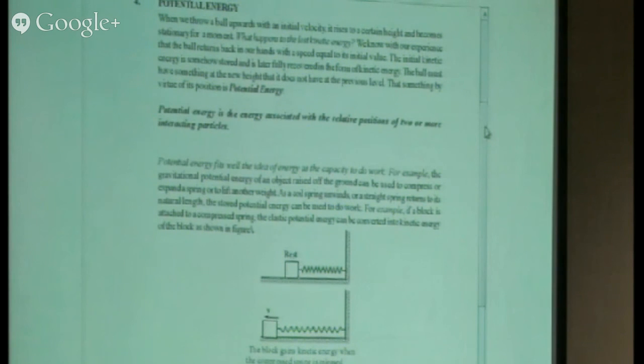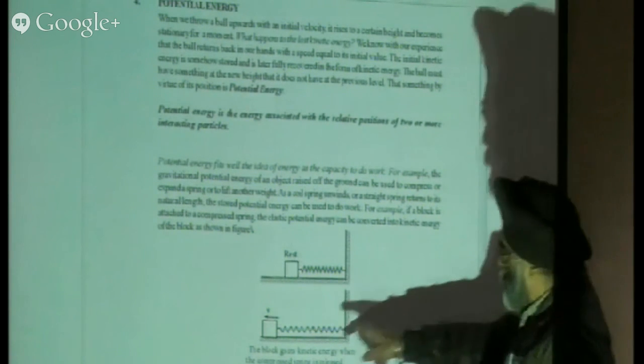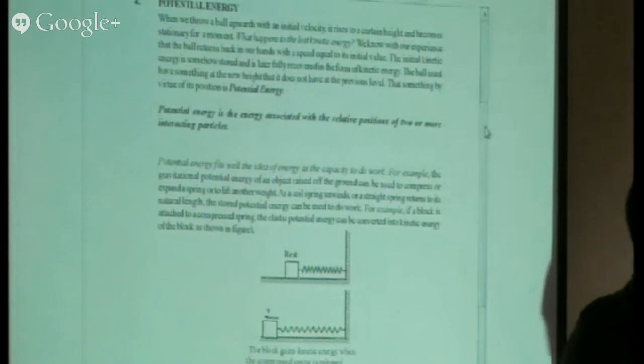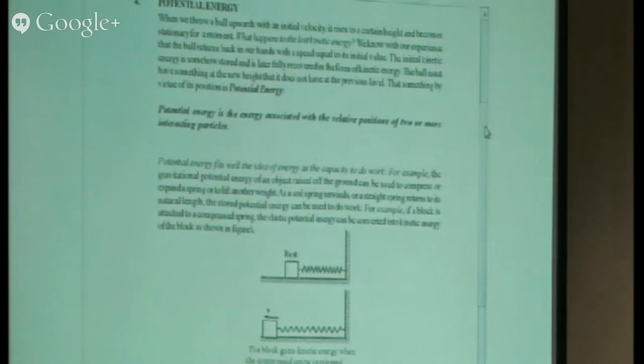And then you also talk about potential energy due to a spring. Suppose that a spring is at rest and you stretch it, and when you leave it free, it goes back. You stretch it and it is not moving. You stretch it slowly.